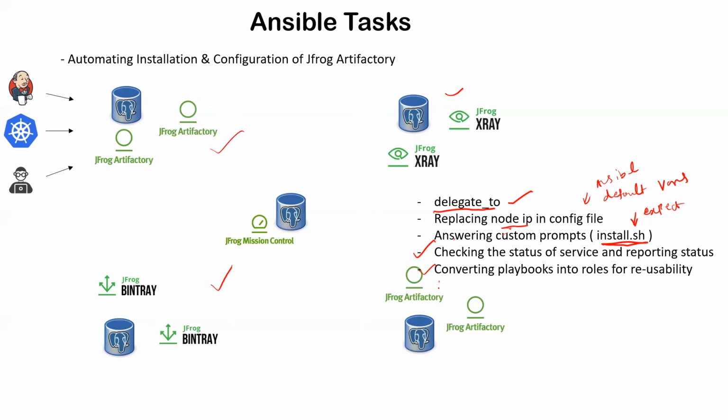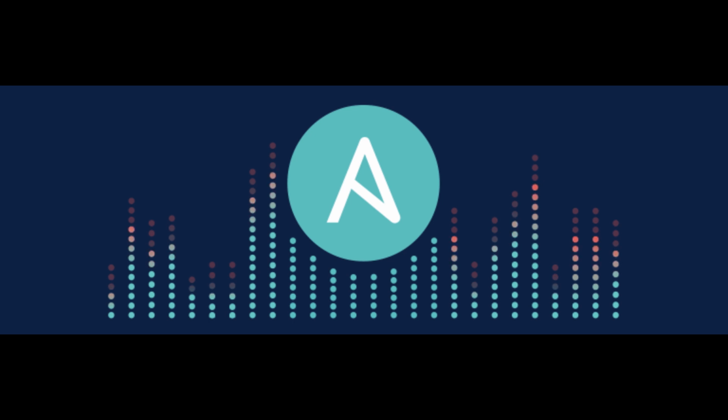So in one of the teams, they were using a lot of Ansible playbooks, and they had written plain playbooks. So that's where they didn't use any variables or roles. So we went and refactored the Ansible playbooks by using variables, and also we converted those playbooks into roles so that they can be reused across multiple teams. So these are the tasks that I had worked on in Ansible.